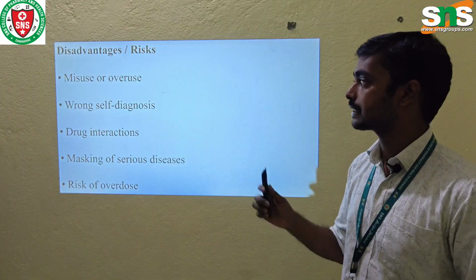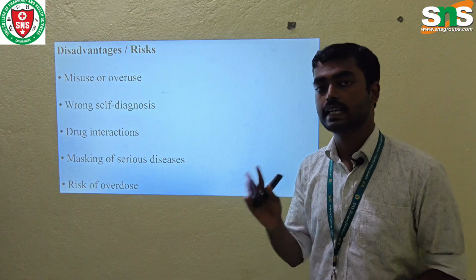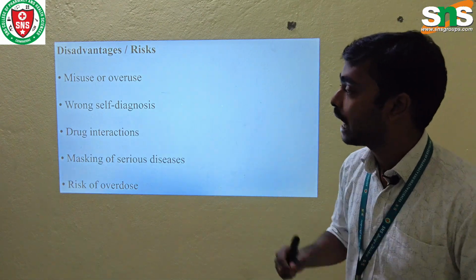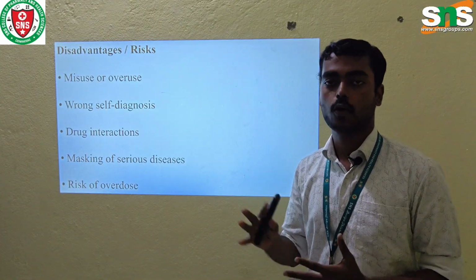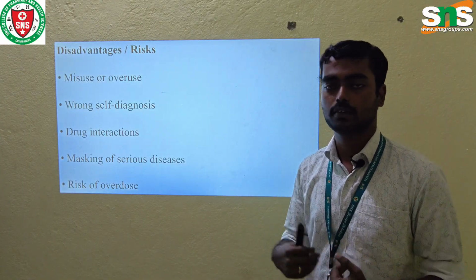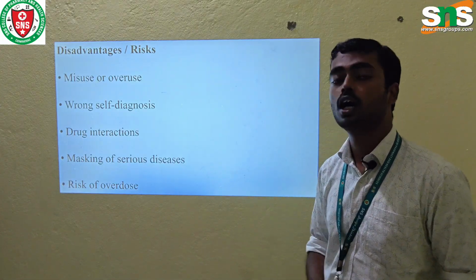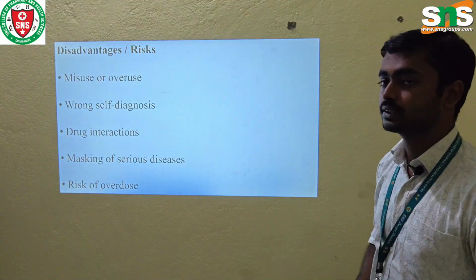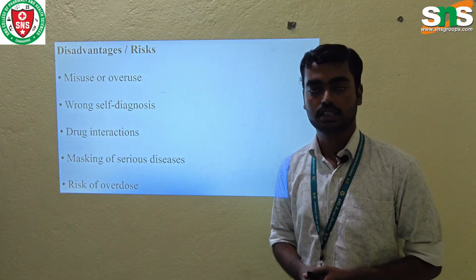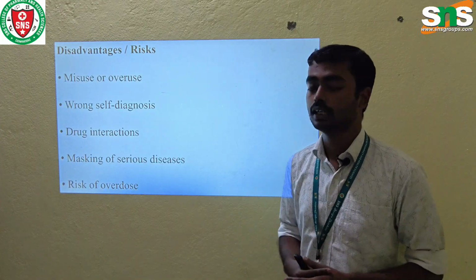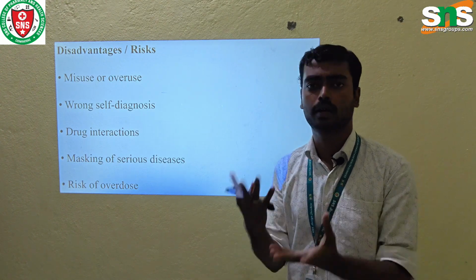Now the disadvantages and risks. First, misuse or overuse. There is a high chance of misuse or overuse of the drug, and wrong self-diagnosis. Without doing any test, we may think a certain disease is happening in our body. Without a proper diagnosis, we self-diagnose and treat with the wrong medications. Then drug interactions. We take a lot of OTC drugs and don't know whether two drugs interact with each other. We simply take two OTC drugs, but they can cause major side effects.